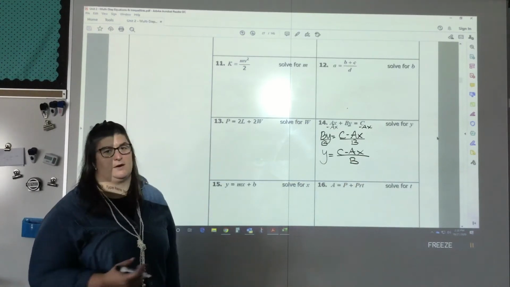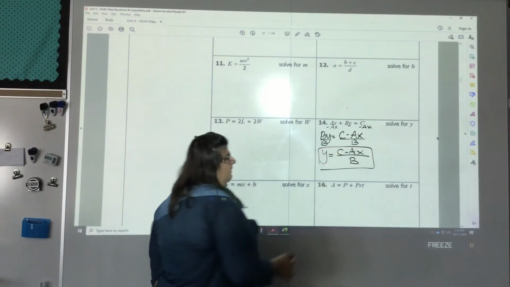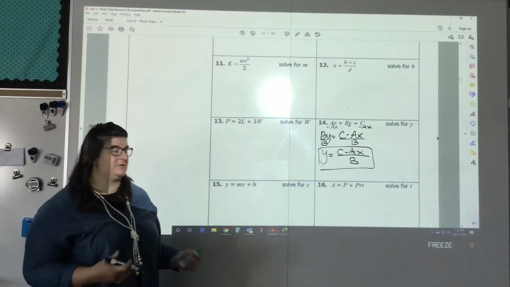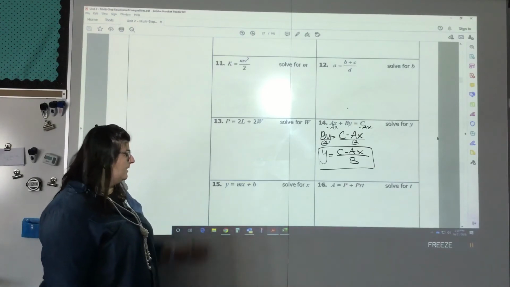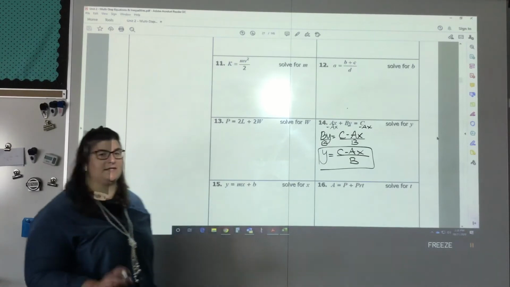It does look weird. I know it feels weird, as we're so used to just having a number, but now we have multiple variables that we're working with. Number 15, this is called slope-intercept form. We're going to be getting into this in the next unit.